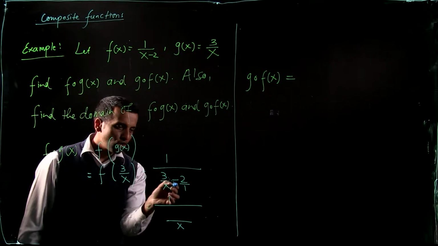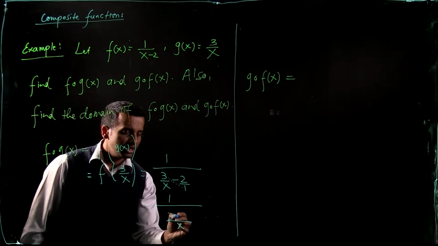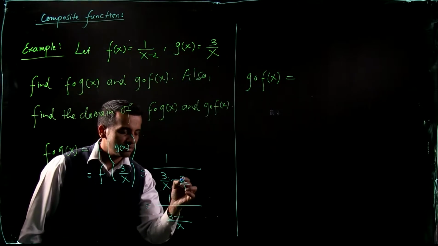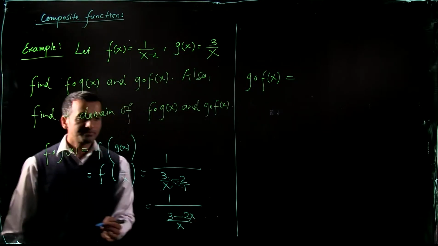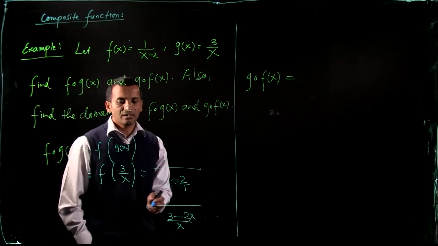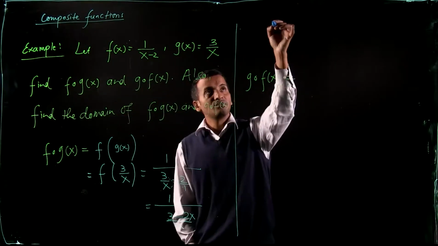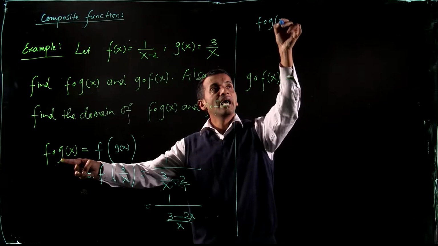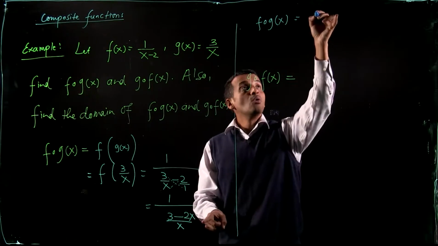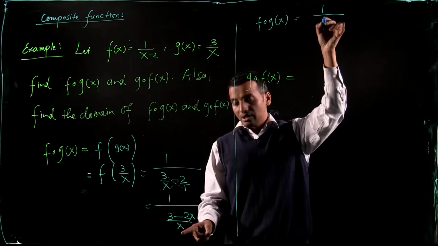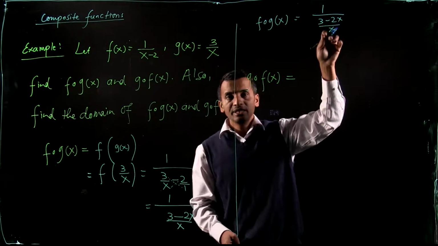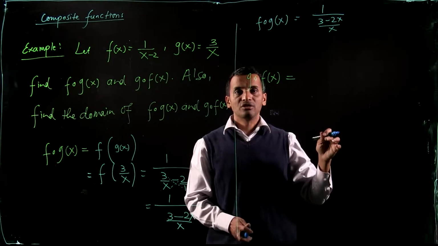And then you multiply the cross, like 3 times 1 is 3, and then minus is in the middle, and then 2 times x, it is the cross multiplication there, twice x. Okay, so what do you get? So you got f of g of x, you started from f of g of x, you got 1 over (3 minus 2x over x). This is the fraction of the fractions, right?